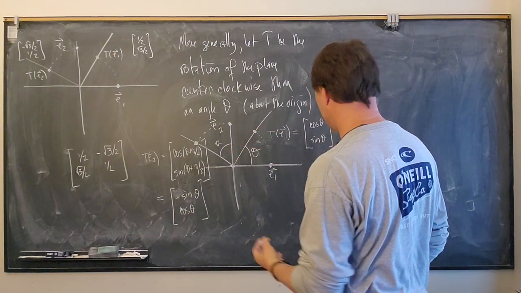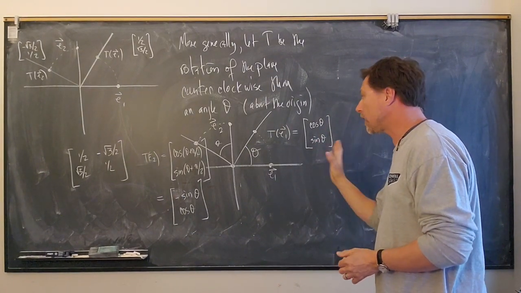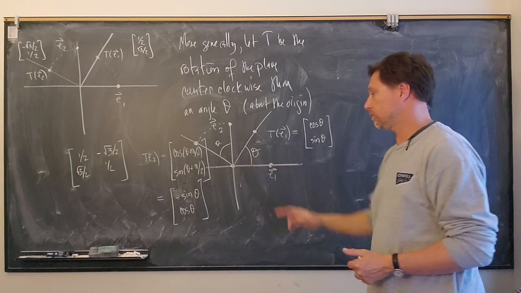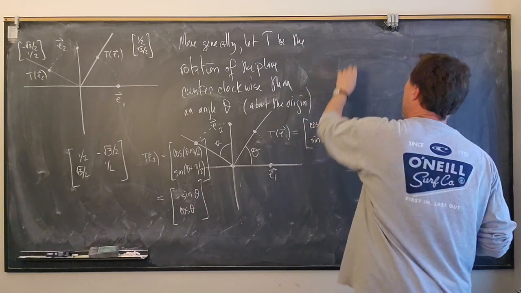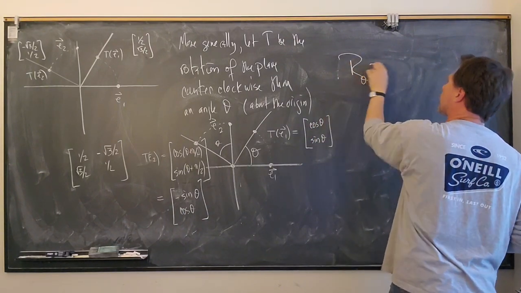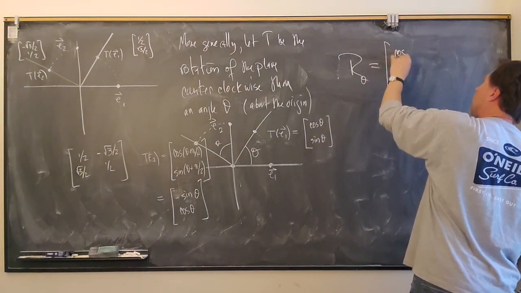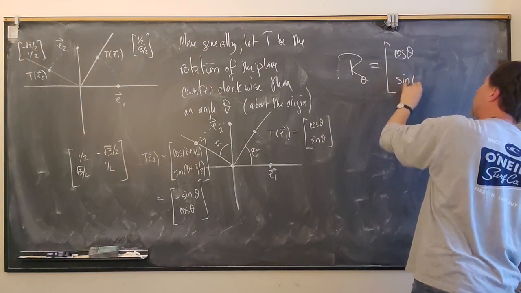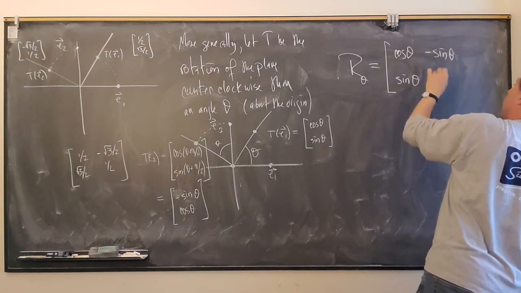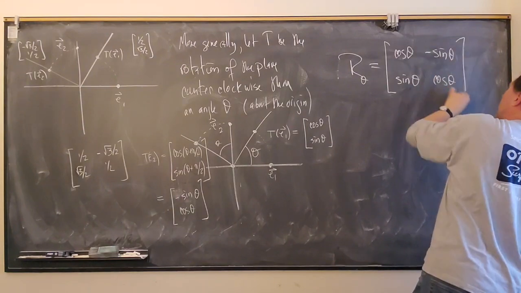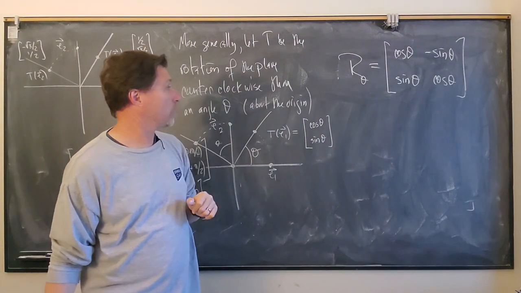So the standard matrix for a rotation counterclockwise through an angle of theta, when we rotate about the origin, it's a linear transformation. The matrix is, and we're going to give this a symbol, this is what your book uses here, R of theta. R of theta is equal to cosine theta, sine theta in the first column, and minus sine theta, cosine theta in the second column. So there's the standard matrix for that rotation.